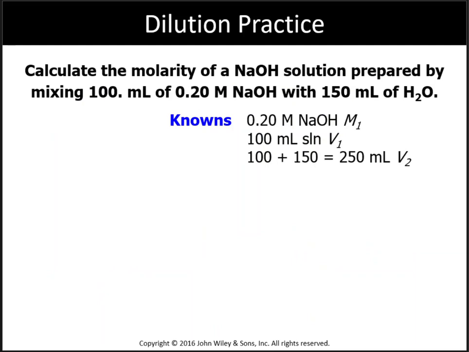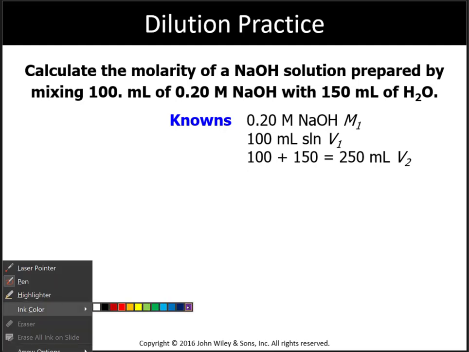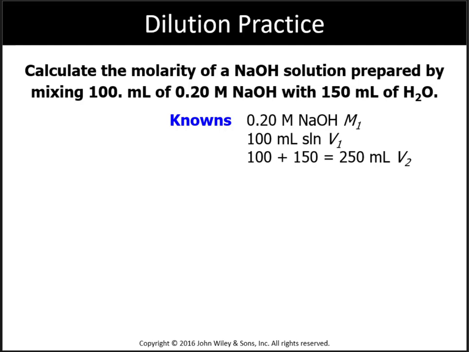So let's look at this example. Calculate the molarity of a sodium hydroxide solution prepared by mixing 100 milliliters of 0.20 molar sodium hydroxide with 150 milliliters of water. So we have a concentrated solution of sodium hydroxide, which is 0.20 molar, and we have 100 milliliters of that solution. Now to that, we're adding 150 milliliters of water, which is our solvent. So we want to know what happens to the molarity of this solution.